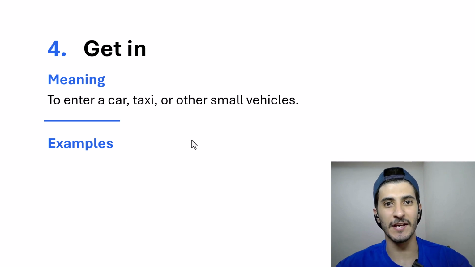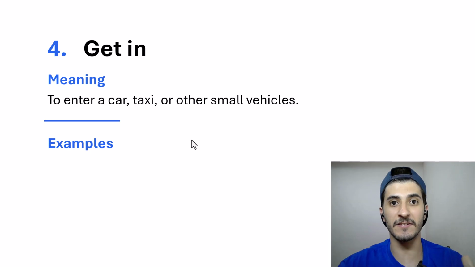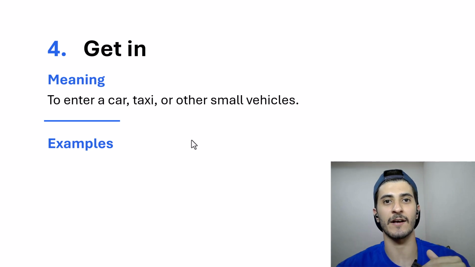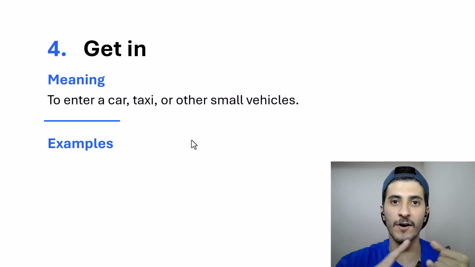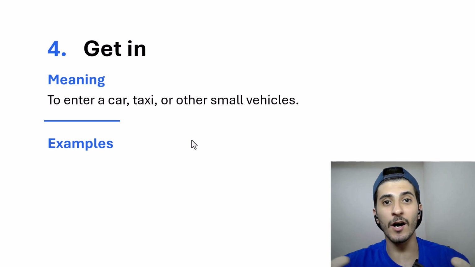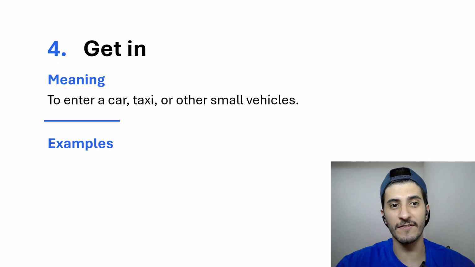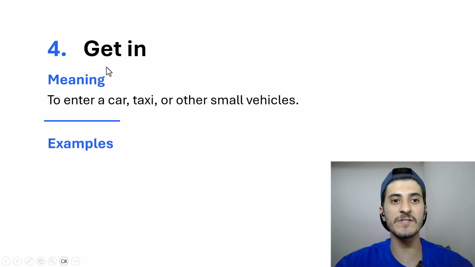Okay, so let's go to the next phrasal verb, get in. Okay, guys, I need to explain it in a different way so that you can understand it in a better way. We had so far get on and get off to enter and leave bus, plane, train, and bicycle. For other transportation vehicles, like for example a car, a taxi, or small vehicles, we use get in to enter that transportation vehicle.